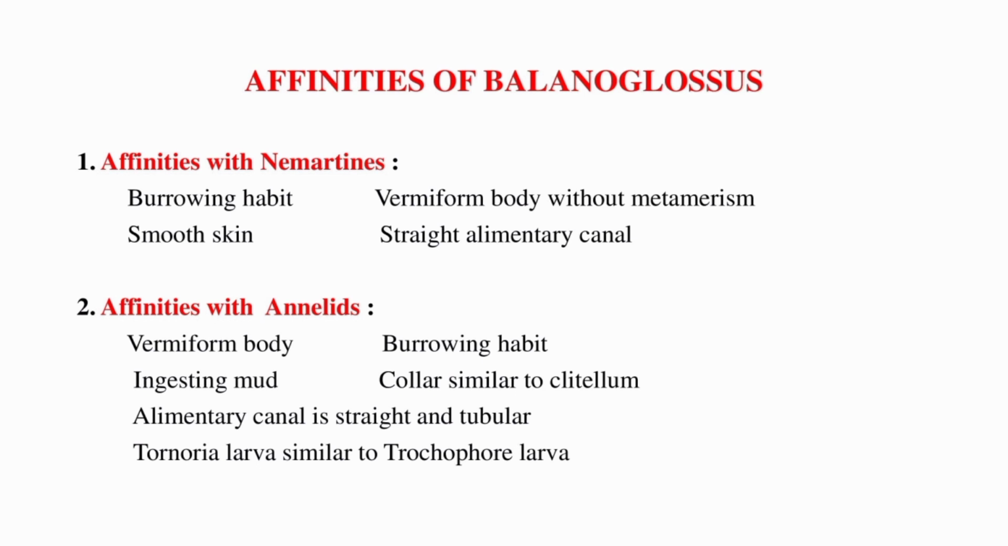Affinities of Balanoglossus. Affinities with nemertines: burrowing habit, vermiform body without metamerism, smooth skin, straight alimentary canal. Affinities with annelids: vermiform body, burrowing habit, ingesting mud, collar similar to clitellum, alimentary canal is straight and tubular, Tornaria larva similar to trochophore larva.